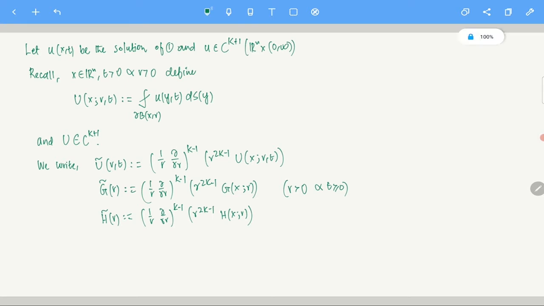Now you can see that u tilde of r, 0 is going to be g tilde of r, and similarly the derivative of u tilde with respect to t at the point r, 0 is going to be h tilde. So that is always there, I'm not writing all that. Now what did we do? You remember, first of all, what did we do?